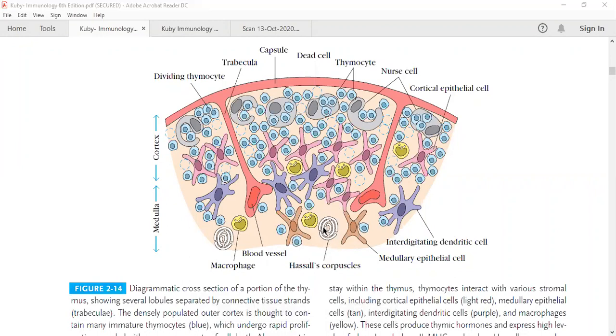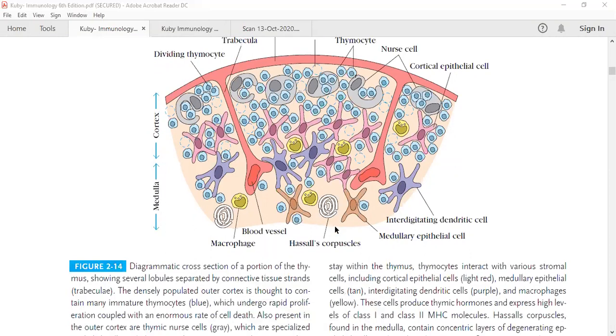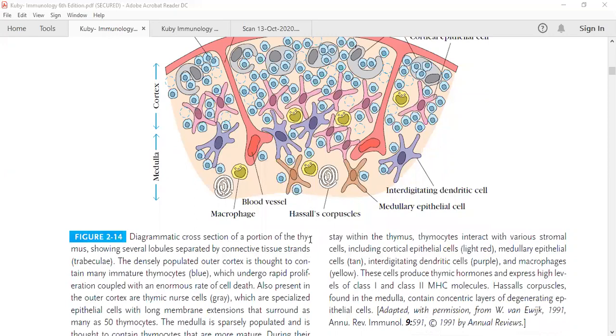Concentric ring-like structures you are able to observe. They are made up of denatured epithelial cells. So these cells, medullary epithelial cells and cortical epithelial cells, when they are denatured, when they are killed, will develop this particular capsule or corpuscle-like structure, a region which is known as Hassall's corpuscle, which was recognized by this particular scientist, so given this name.